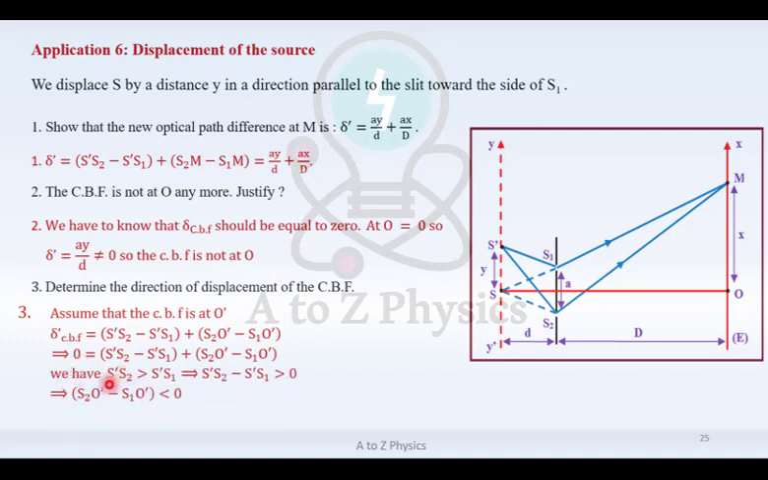We have S prime S2 greater than S prime S1 since the source is displaced upward. So S prime S2 minus S prime S1 will be greater than 0, which implies S2 O prime minus S1 O prime less than 0. So S2 O prime is less than S1 O prime, so O prime is below O.